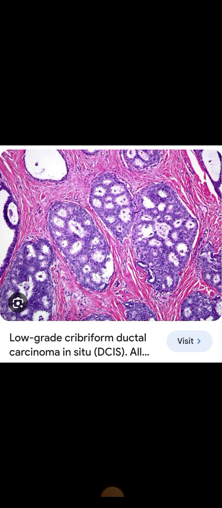So that was all. I have told you the definition that you must tell in your exams: that it remains confined to the basement membrane. In other words, it doesn't invade the basement membrane.